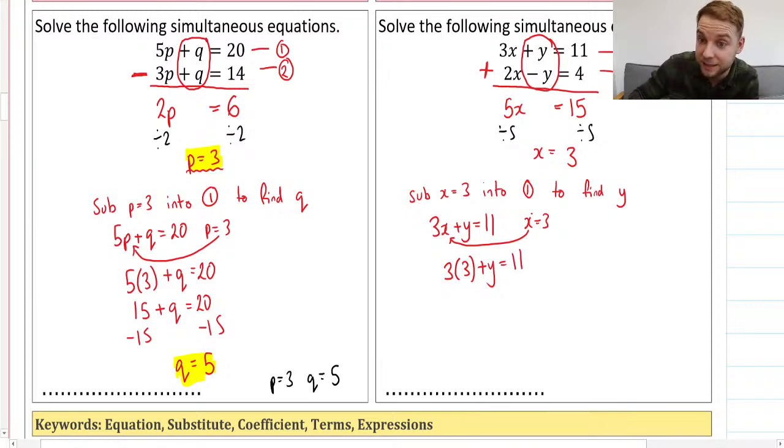Well, 3 times 3 is 9. So 9 plus y is equal to 11. So then minus 9, y is equal to 2. Brilliant.